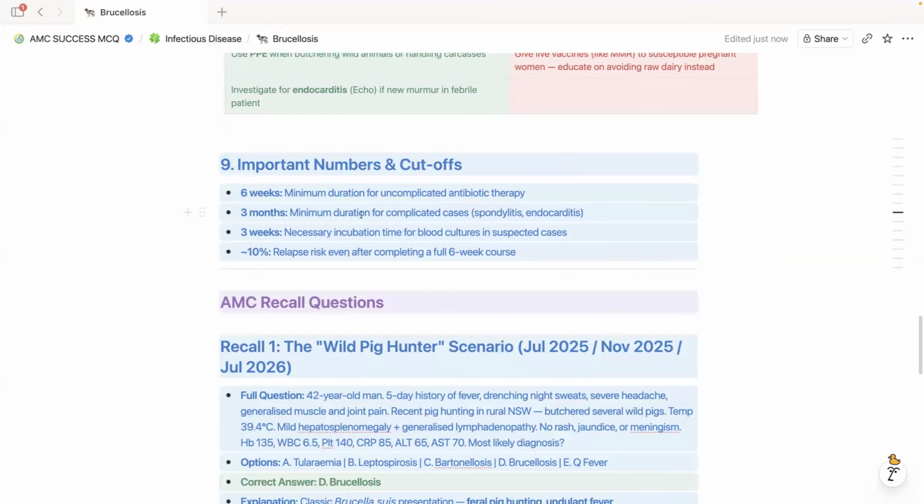Important numbers and cutoffs: 6 weeks is the minimum duration for uncomplicated cases. 3 months is the minimum duration for complicated cases, and 3 weeks is necessary for incubation time for blood culture. 10% relapse after completing the full 6-week course.